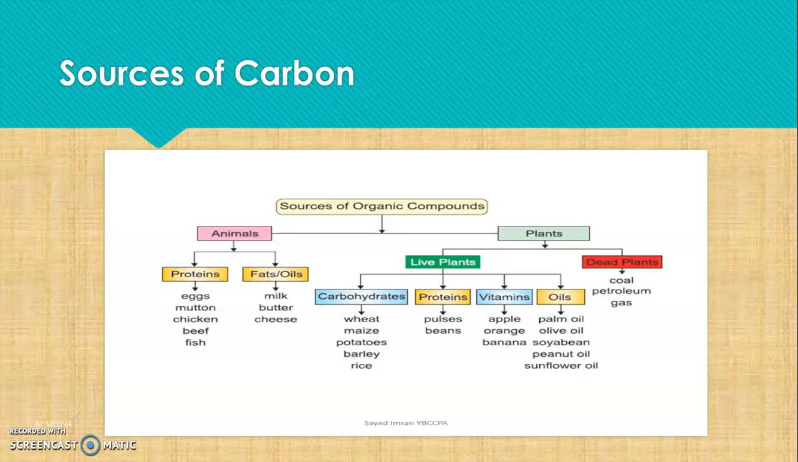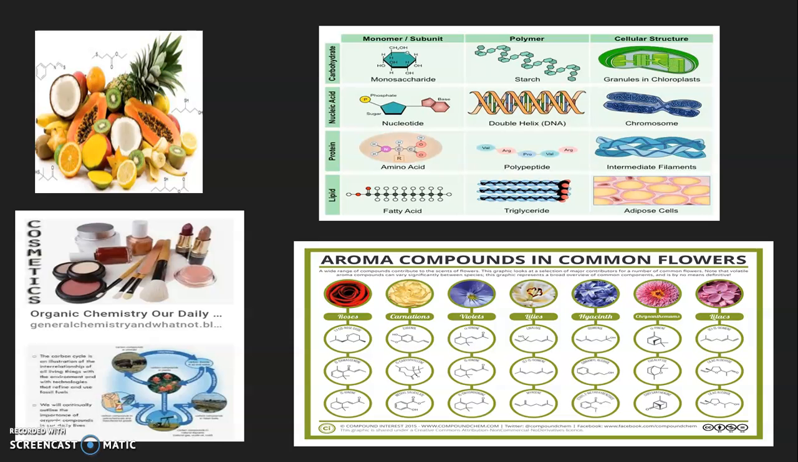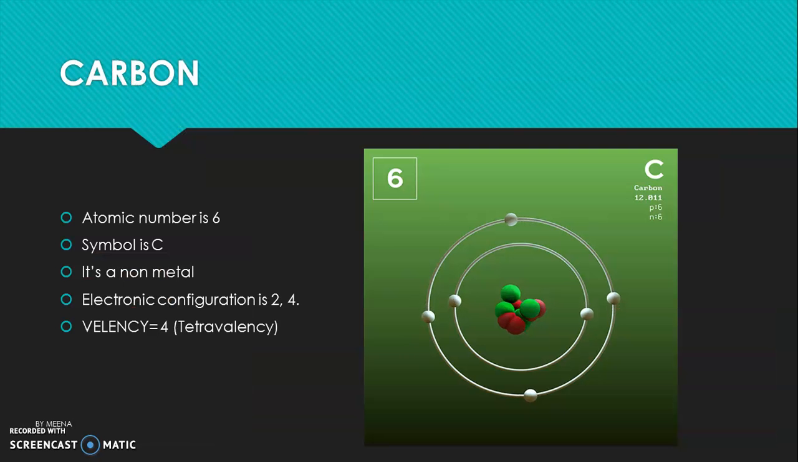It's present in animals, plants, and even the dead and decayed organisms contain carbon compounds. So we can see a lot of examples here. The fruits that we eat, the cosmetics that we use, the aromatic compounds, and even the cellular compounds, everything is made up of carbon compounds. So totally there are 3 million carbon compounds in the world. So let us know more about carbon.